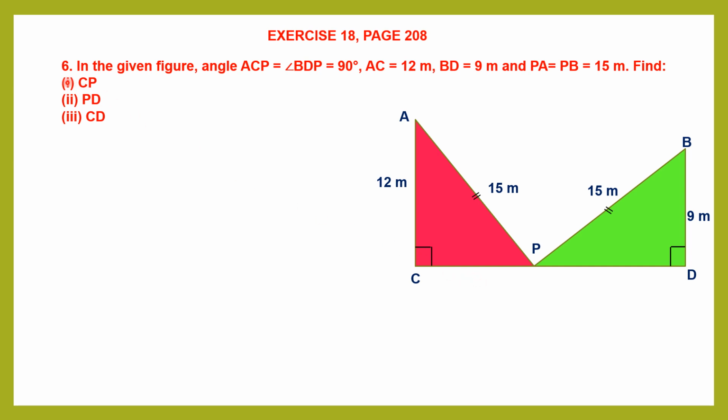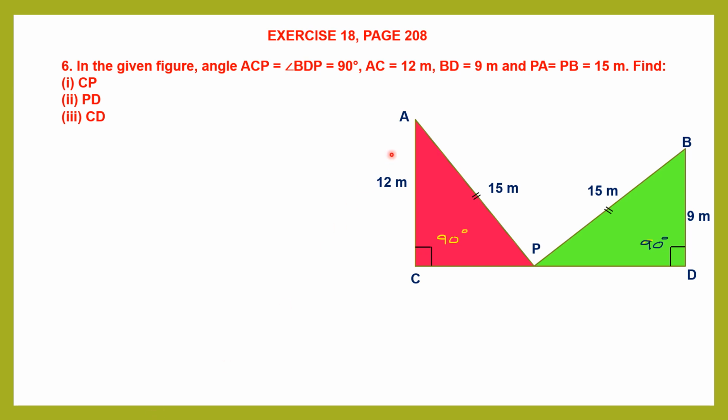We are with question 6. In the given figure, we're talking about this figure here, angle ACP is equal to angle BDP, that is angle BDP, and they are equal to 90 degrees. So here we have the two angles showing that they are 90 degrees each. So let's write that there. So this is 90 degrees, and here also we have 90 degrees.